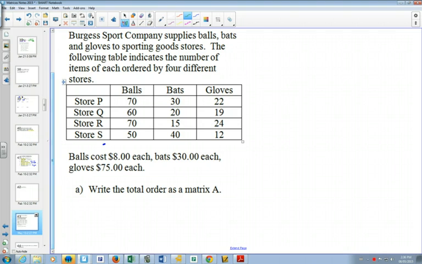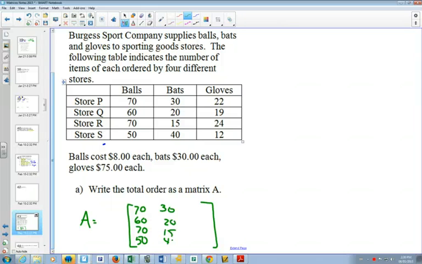There's the different stores and how many they want to order of each. So when you're making this as a matrix, we're just going to put these numbers in a box: 70, 60, 70, 50. It's going to be matrix A. 30, 20, 15, 40, and 22, 19, 24, and 12.